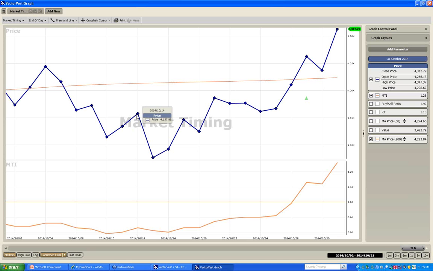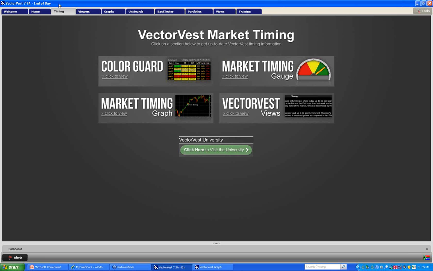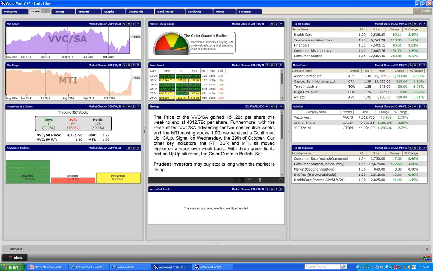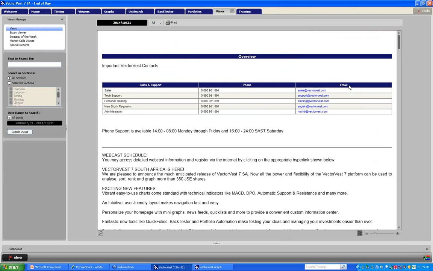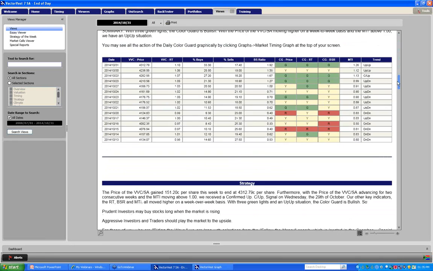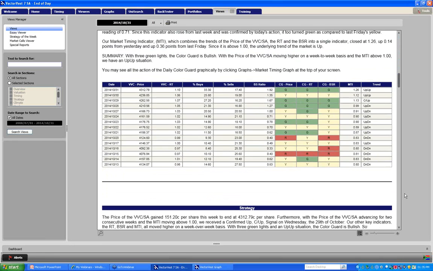Now, to measure this automatically without you having to look at it, it's all done for you automatically in the front page on the color guard. And if I go to the Vectorvest views, it gives us a summary of the color guard over the last few weeks. Okay, and I hope you can all see that.